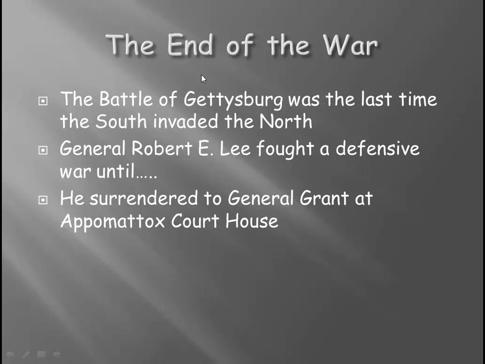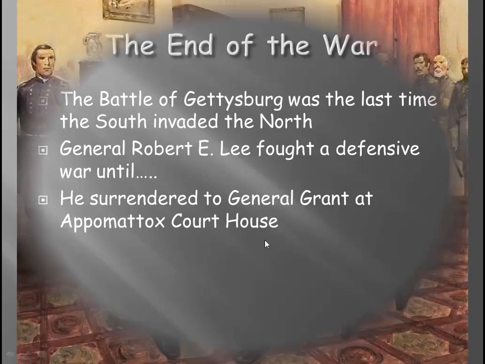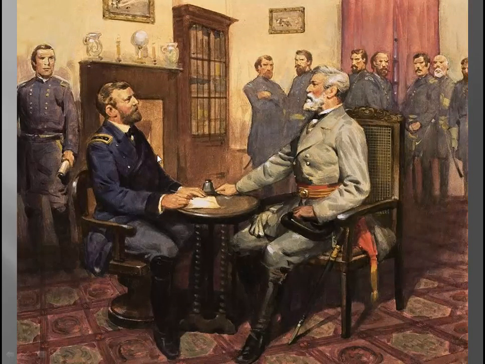Well, the end of the war is pretty simple, right? As we continue with a couple of battles, the Battle of Gettysburg was the last time the South invaded the North. After 1863, the South knows they're going to lose. General Robert E. Lee fought a decisive war until he surrendered in 1865 to General Grant at Appomattox Courthouse. So it's a kind of meeting at the courthouse. The blue over here would be the Union soldiers, that is Ulysses S. Grant, and the general of the South was General Robert E. Lee. So he surrenders, and the war is actually over.